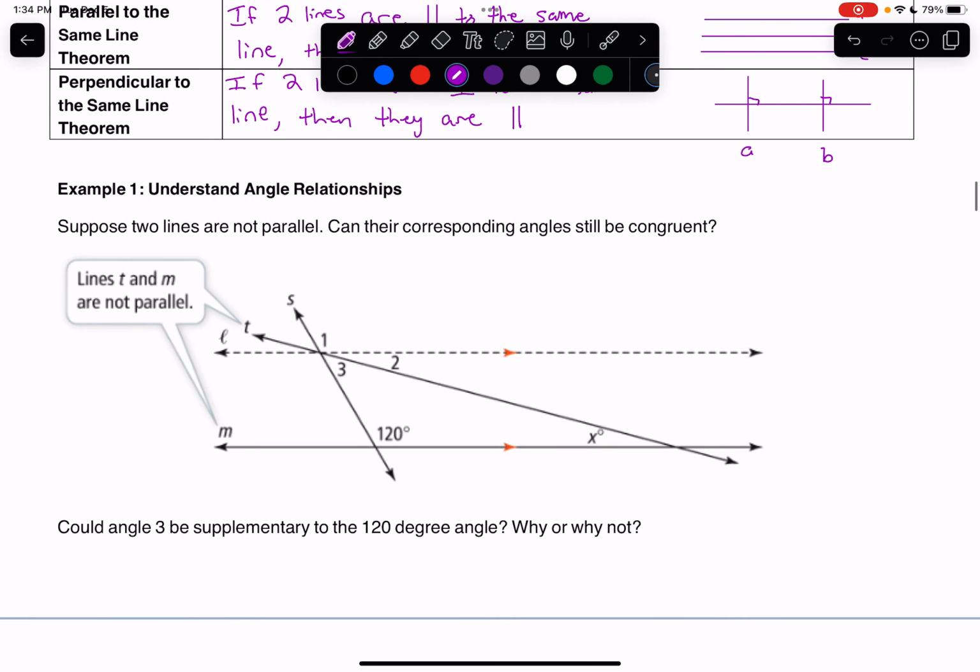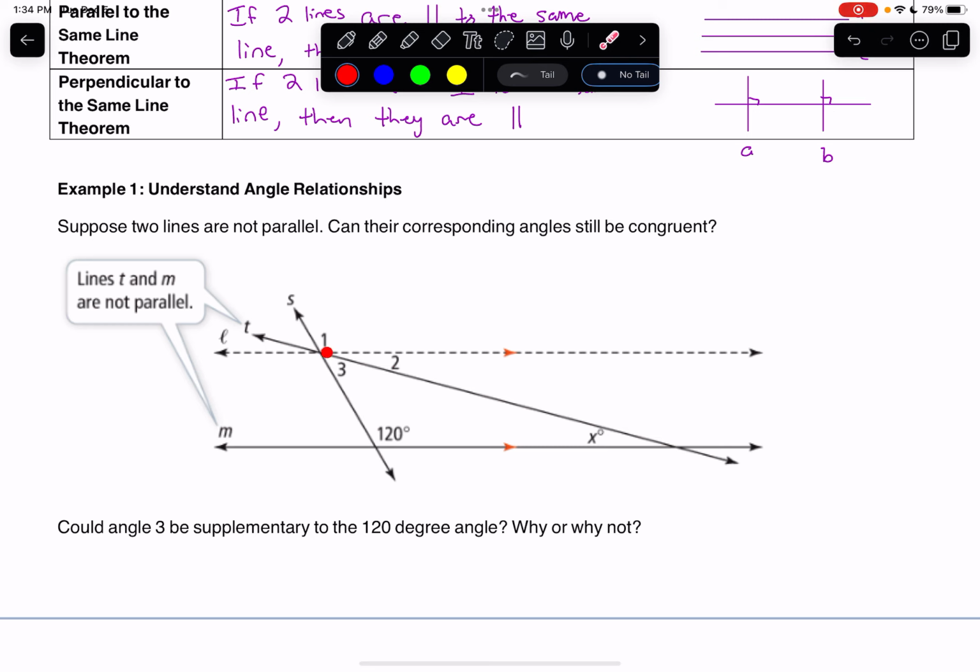So let's see why these theorems work. Why do I know always that if those relationships are true, that definitely means that the lines will be parallel. So here it says, suppose two lines are not parallel. So these two lines, T and M, are not parallel. Is it possible for their corresponding angles to be congruent even though they're not parallel? So we're going to look at those corresponding angles, and we see that here's an angle of 120 degrees, and the corresponding angle on the top left of the intersection up here is clearly bigger than 120 degrees, right?